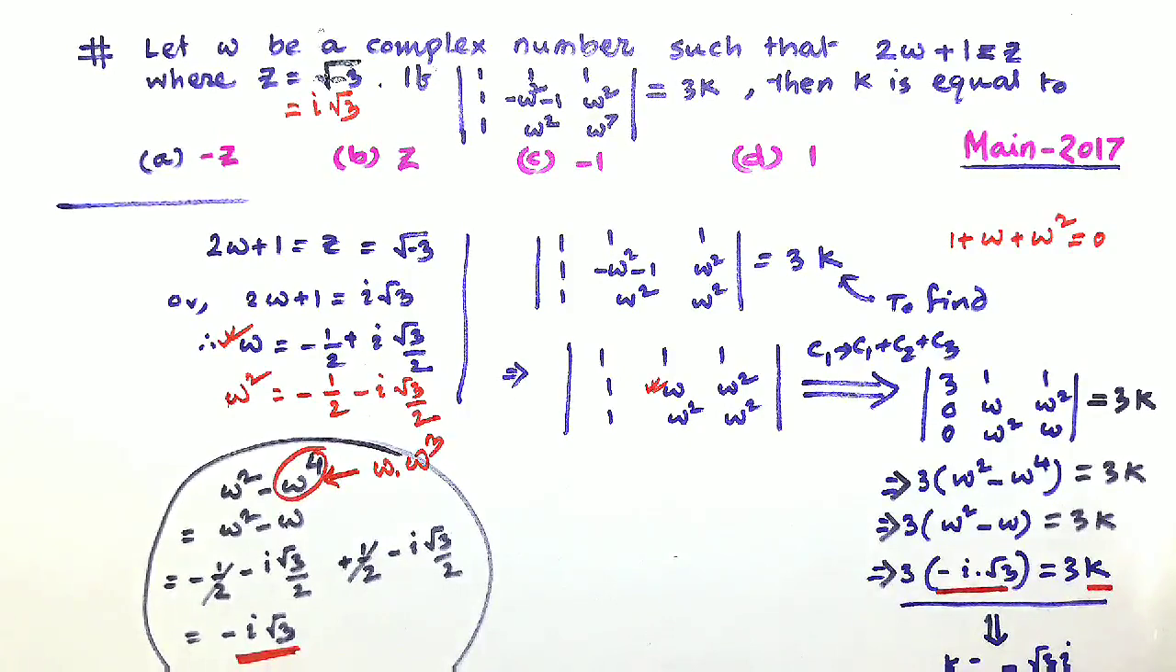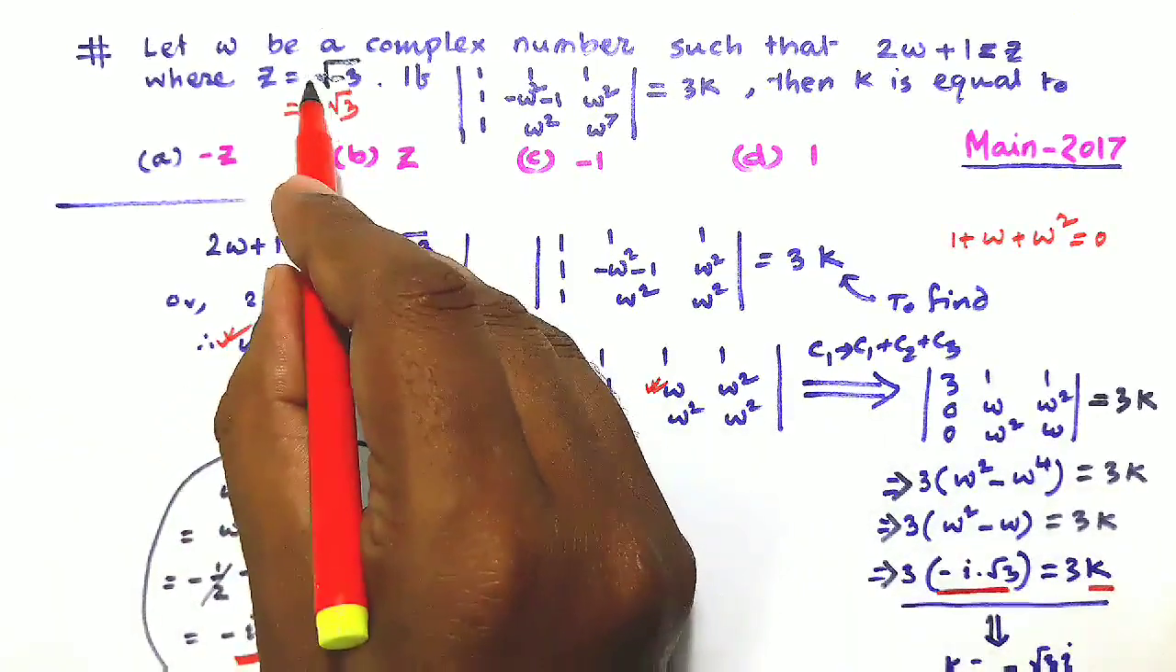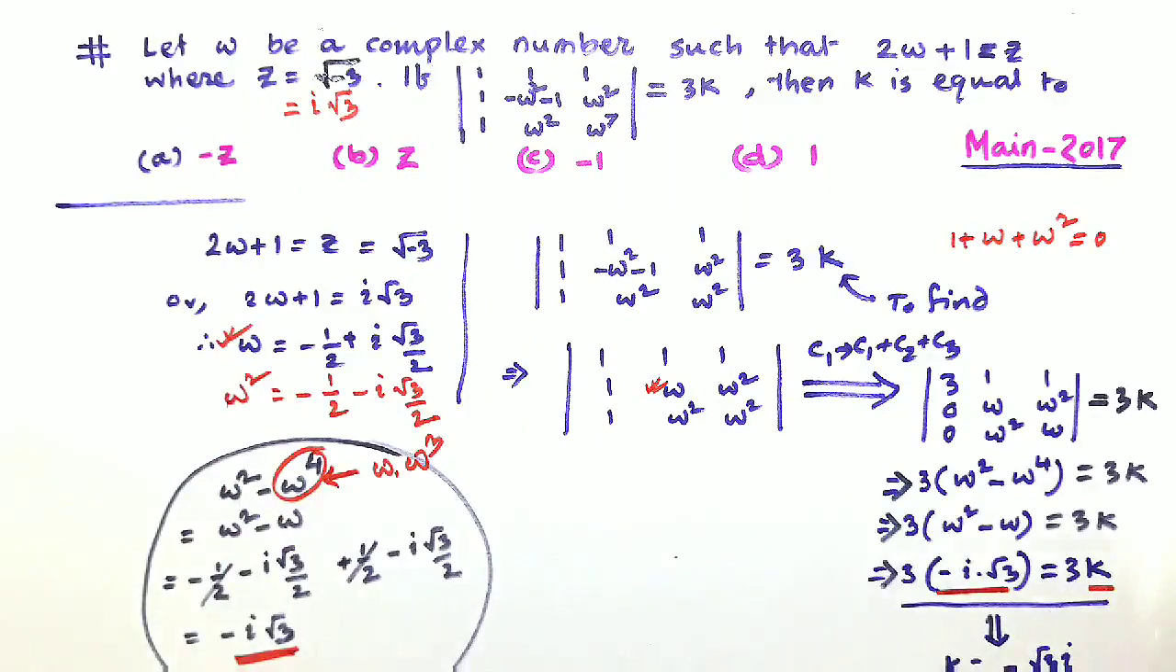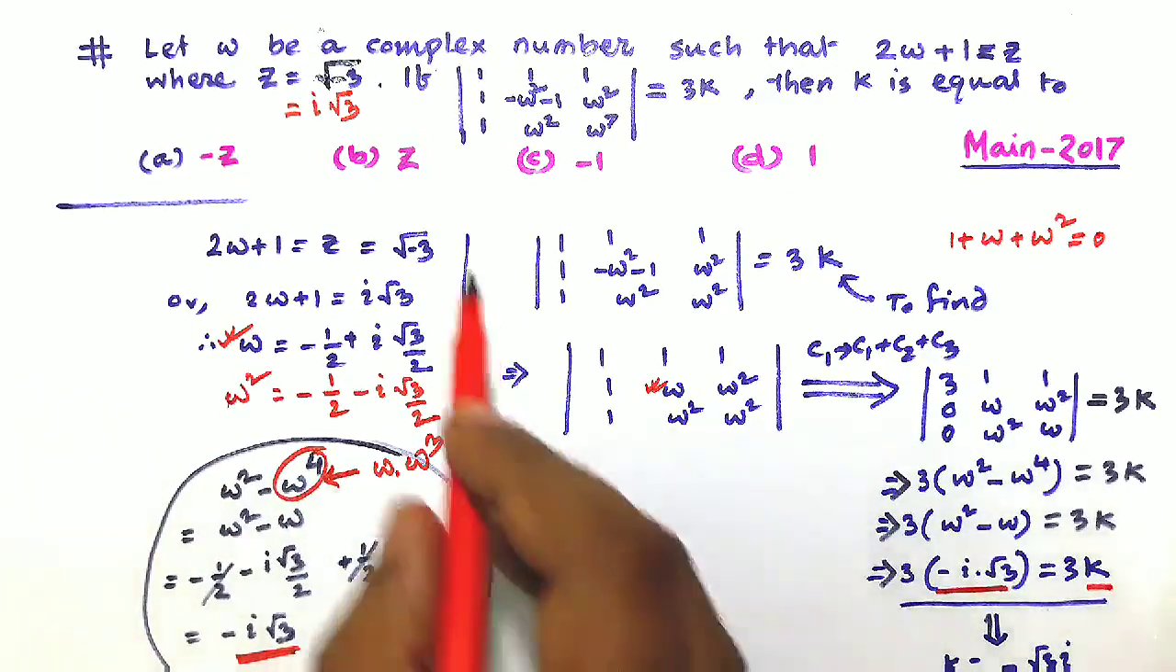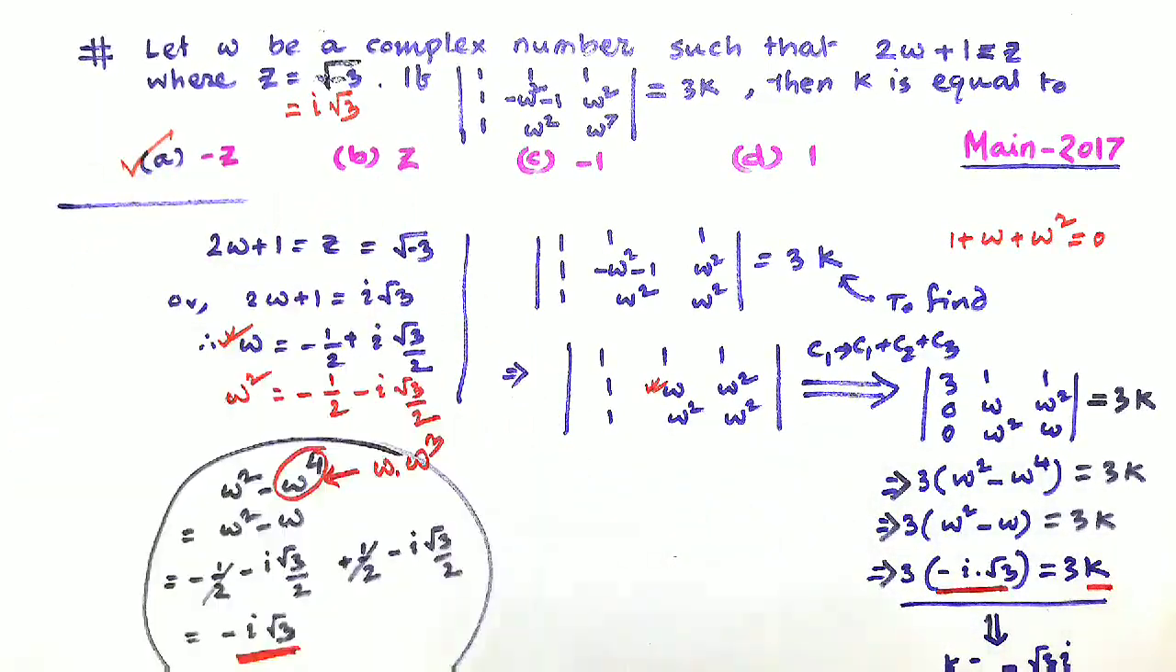What is i root 3? i root 3 is equal to z. So this is equal to minus of z, minus z. So k is equal to minus z. So your option is A.